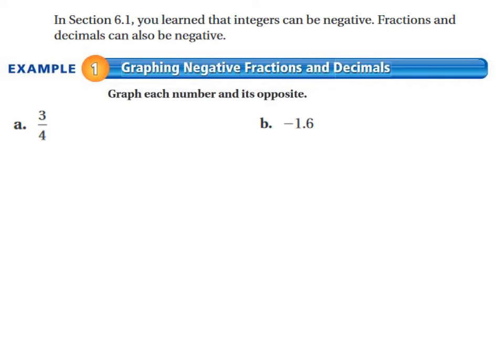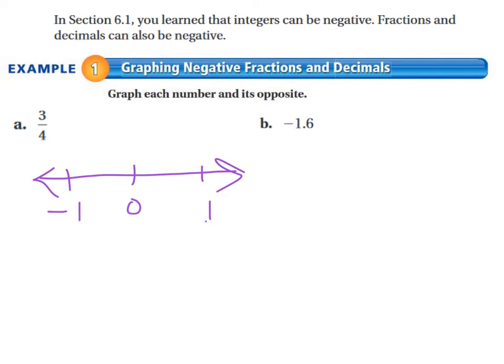Example 1. Graph each number and its opposite. So first I'm going to draw a number line. We're going to do part A first. So we're graphing the fraction 3/4 and its opposite. The only numbers I've put on this number line are 0, -1, and 1, because 3/4 is between 0 and 1. I put 0 and -1 on there because I like to have my number line be symmetrical. So I need to figure out where 3/4 is on this number line.